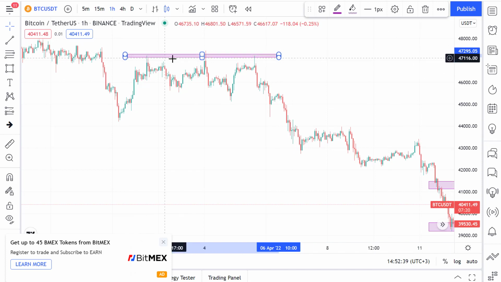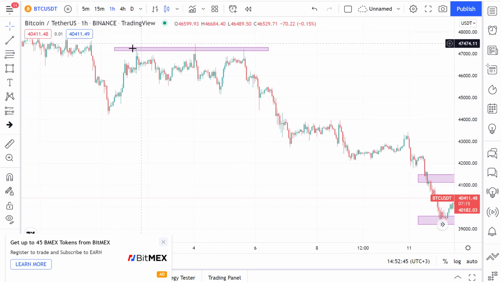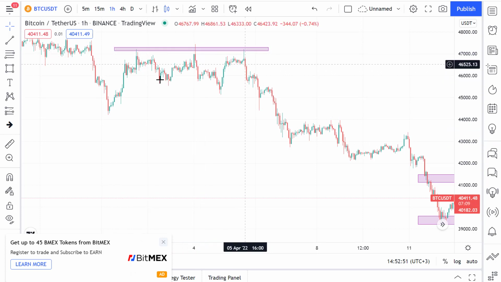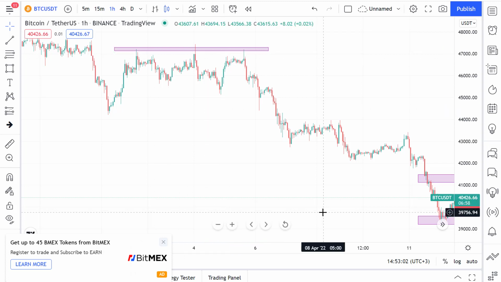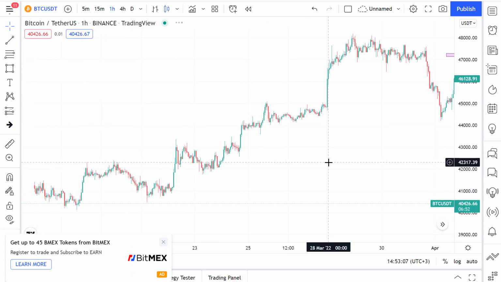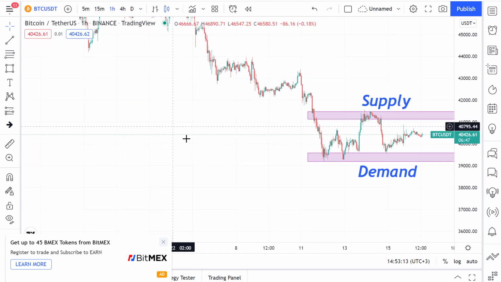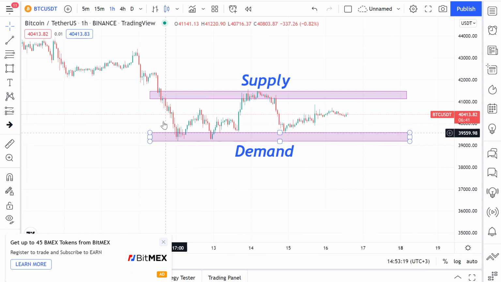Okay, we want to see another example, and I want to bring the other example. You can see, for example, here 47. Again, we have the other supply zone whenever the price got here once, second time, and the third time, 1, 2, 3, and then there was a bearish trend after that. So this line can act as resistance, and it is a supply zone. All right.